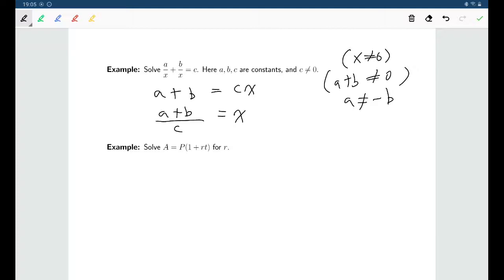Okay, for this last one here, I have to solve for r, and so what I'm going to do is just expand what I have on the right side of the equation. P times 1 is P, P times RT is PRT. And I'm solving for R, so I'll keep the PRT on the one side of the equation.